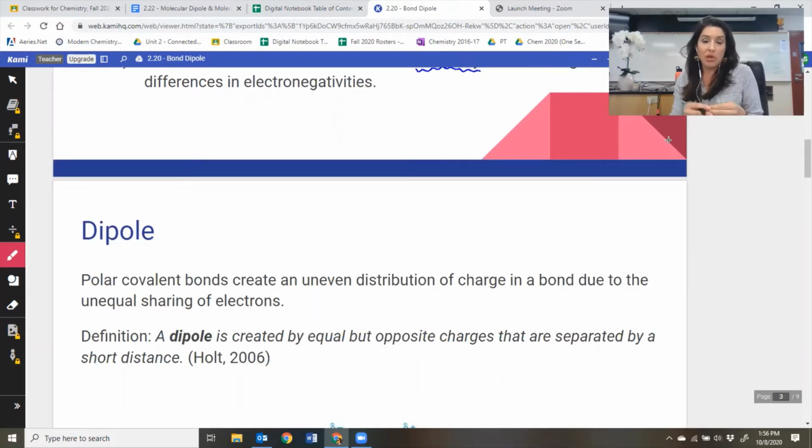Polar covalent bonds tend to create uneven distributions of charge based on that unequal sharing of electrons. So you might have one atom that has a lot more electron density, that is to say, electrons are likely to be around it more often than they are with the other atom. And so this creates an imbalance in charge. So a dipole is created by equal yet opposite charges that are separated by a short distance within this bond.